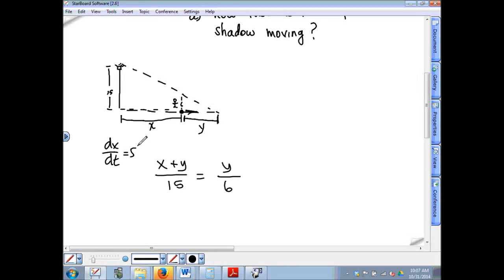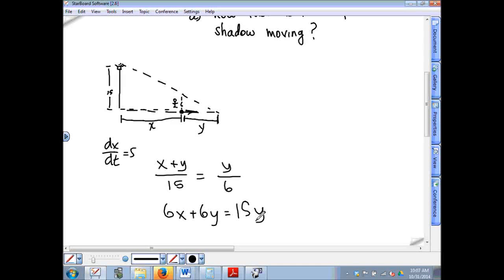Now, back a long time ago, do you remember how to solve these proportions? You cross multiply these, don't you? So x plus y over 15... wait a minute, 6x plus 6y equals 15y.